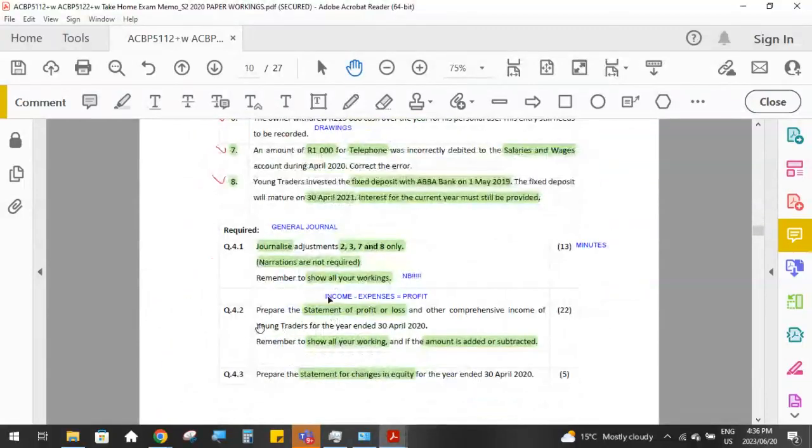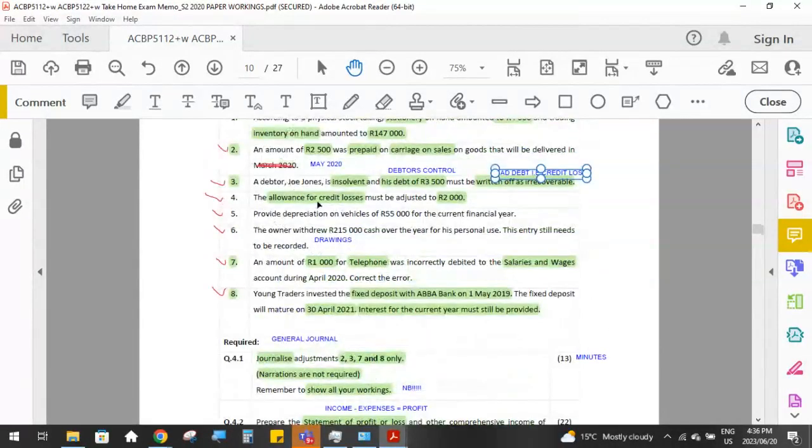Just to quickly show you those minutes, you had 22 minutes for the statement of profit or loss, and I definitely think you can do that in 22 minutes. This 13 minutes is quite tight for the journal entries. You must slow down, take your time, don't get those incorrect, and you can definitely make up some time in these 22 minutes because you've already done most of your workings when you did 4.1.